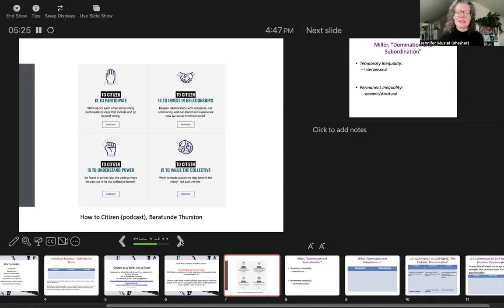And finally, to citizen is to value the collective, to work towards outcomes that benefit many and not just the few. This is a term, to citizen or citizening, that we will be using for the rest of the semester and especially highlighting in your community engaged learning project around voter education. Okay, let's dive into the other readings.